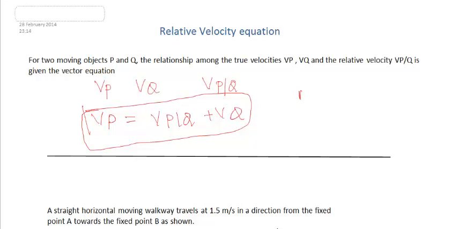Look at this diagram. Let's see, this is the velocity of P with respect to Q, and this is the velocity of Q. So then the sum of these two is nothing but the velocity of P.